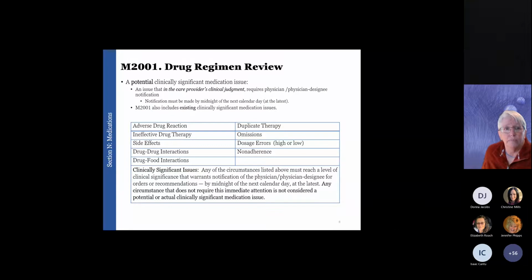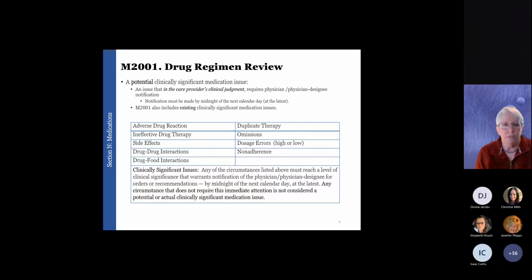And this just talks about what a potentially clinically significant medication issue is. I think this gets glossed over sometimes, and I just want to drive this point home so we're not picking up stuff that we really shouldn't be. A clinically significant medication issue is one that, in the care provider's clinical judgment, that's your nurse or your therapist out there, requires physician notification.